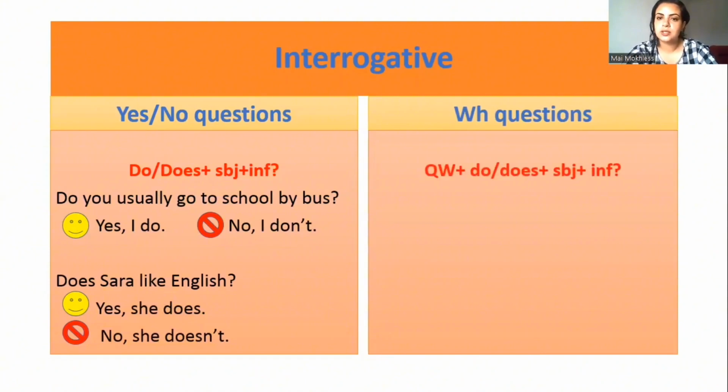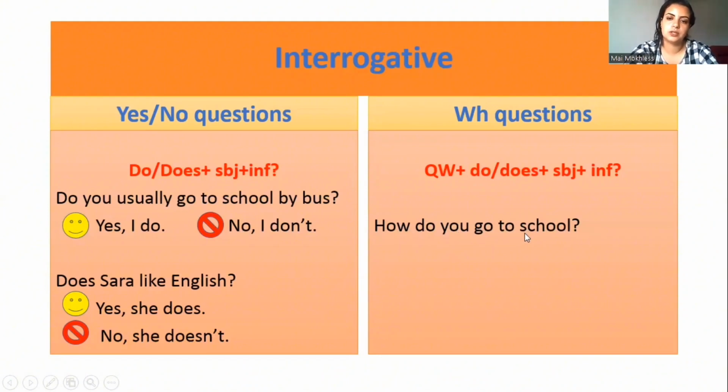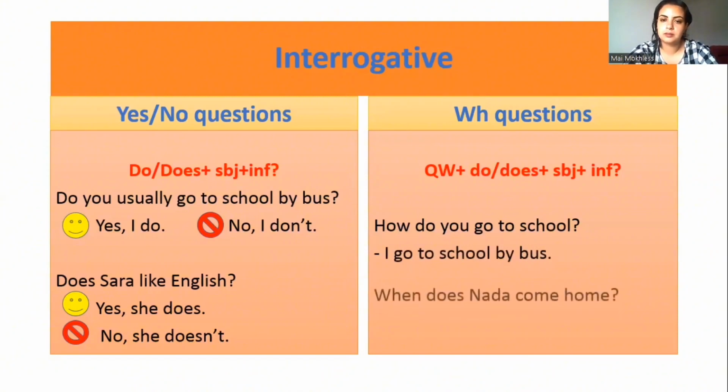Now, the WH questions. The WH question is formed like this. Question word, do or does, subject plus infinitive. For example, how do you go to school? Question word, do or does, you. So you goes with do. How do you plus the infinitive form of the verb and the complement of the question. I go to school by bus.